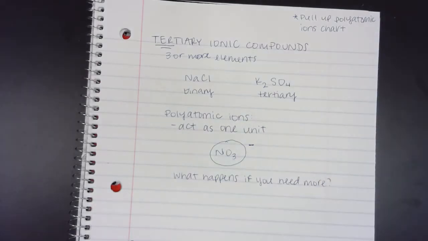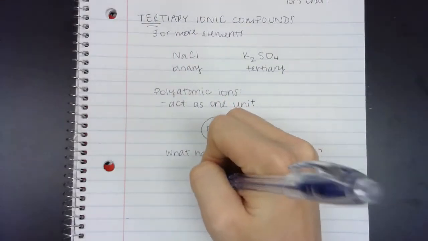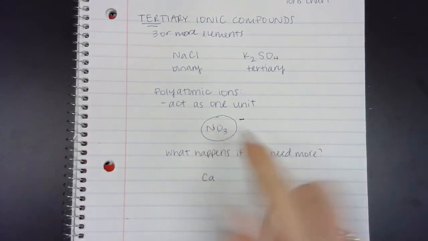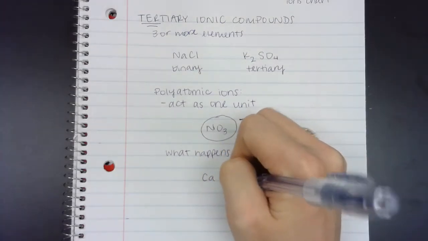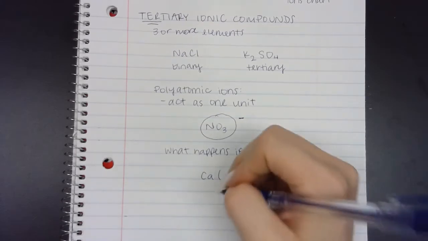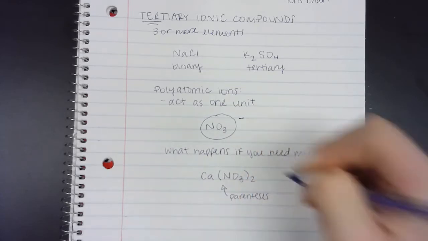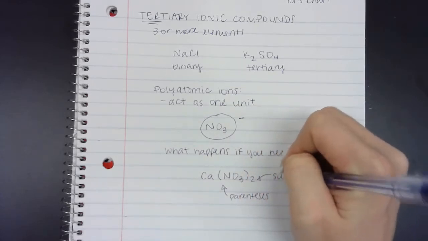So how would I write a subscript for a polyatomic ion? What do y'all think? Let me show you. If I had it bonded to calcium here, I would need to group NO3 in parentheses and then write my subscript on the outside. Okay, so make sure you have written down that you use parentheses and the subscript goes on the outside.